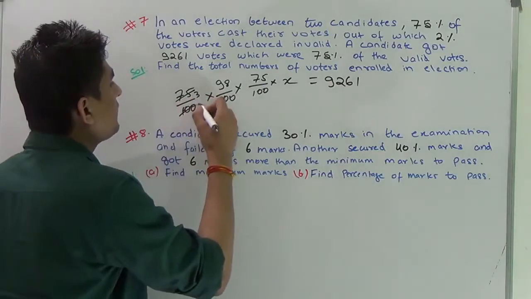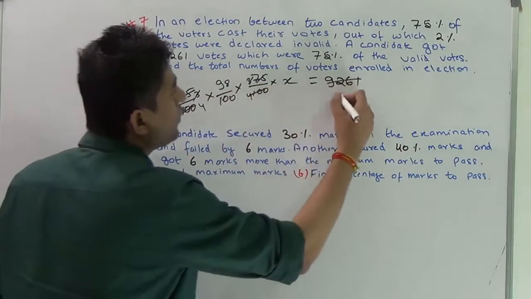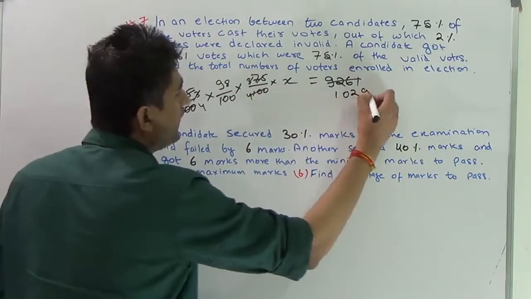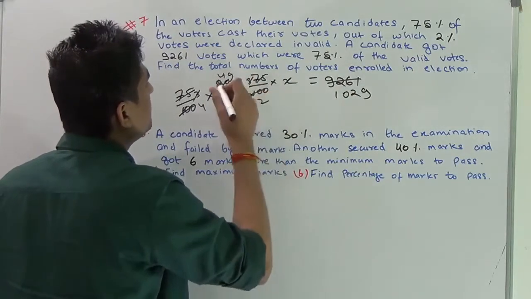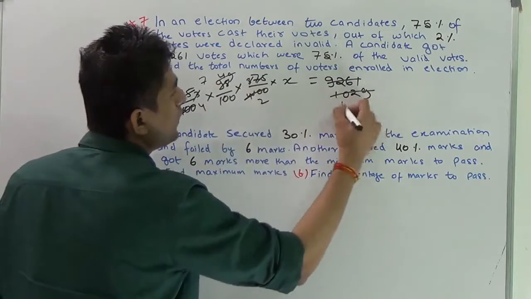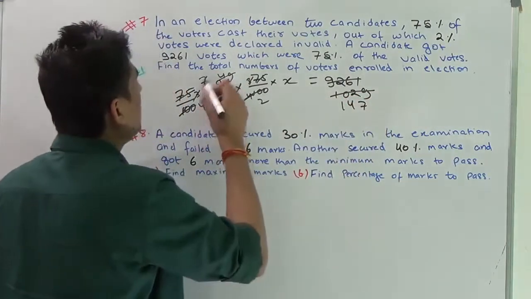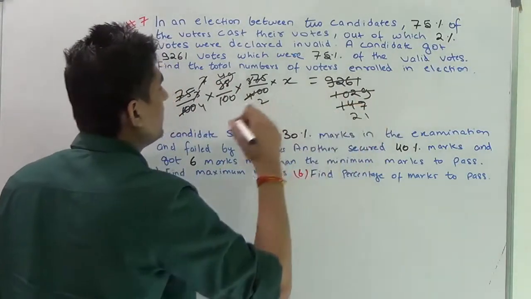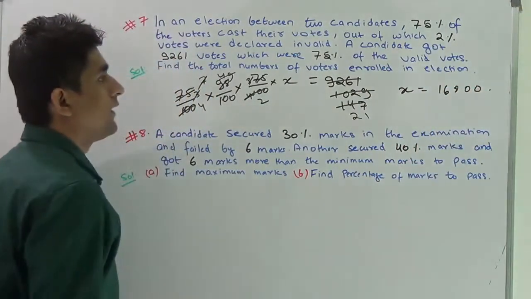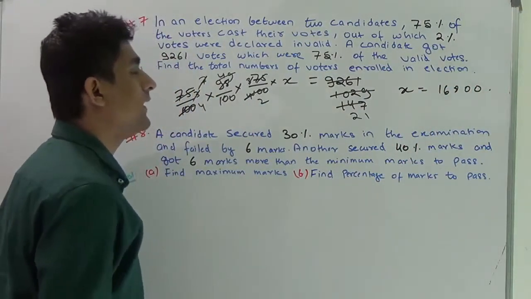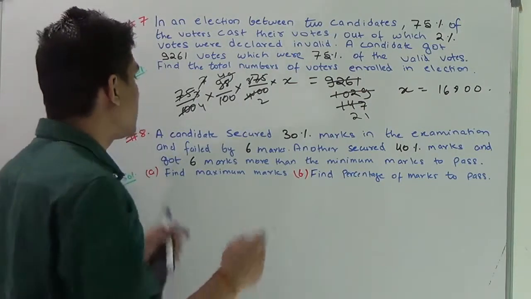Okay. Now I'll calculate it. 3 into 3 is 9. Again it's 49, and now 7 7s are 49. Now from here X will come out to be 16800. Therefore the total number of the voters enrolled in the election was 16800. I think this question is now clear to you. Let's move to the next question.